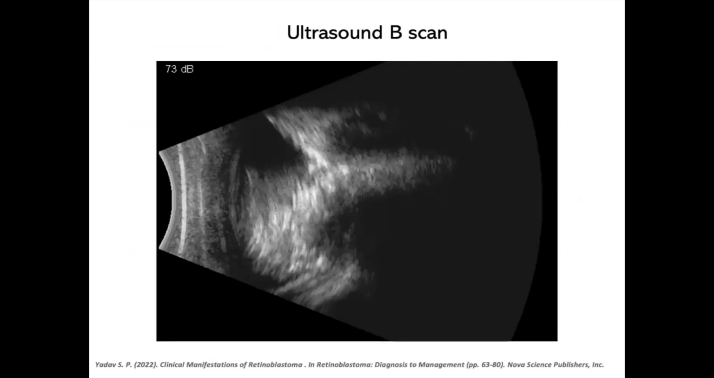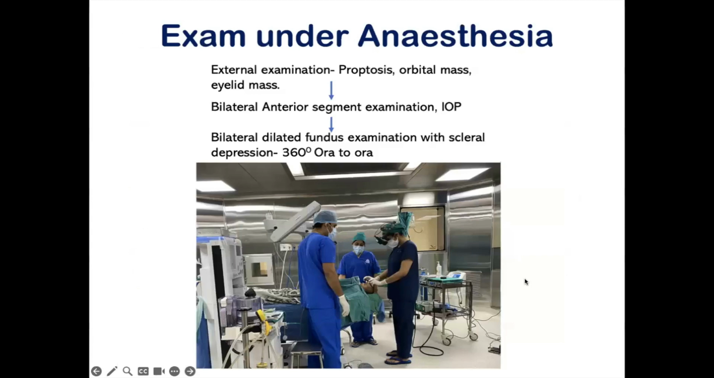Ultrasound B scan is a relatively inexpensive, easily available, non-invasive investigative modality which can provide a retinoblastoma diagnosis with ease because of the classical features of intraocular tumor mass with hyperreflective echoes because of intratumoral calcifications. The calcifications can also form orbital shadowing as seen over here.